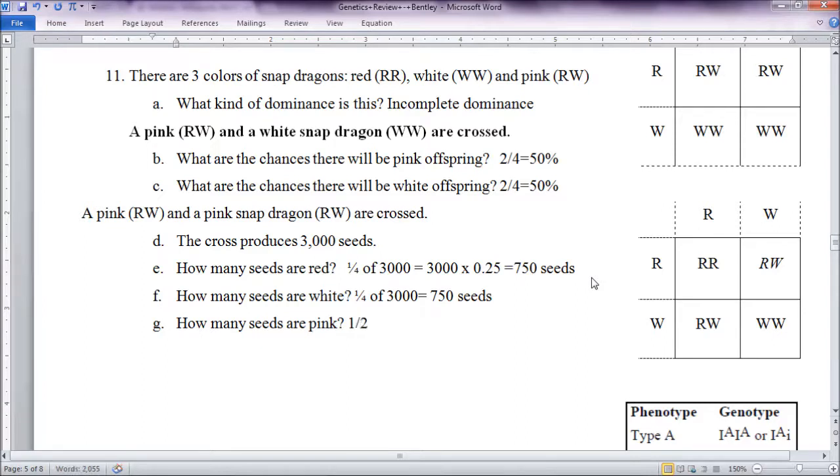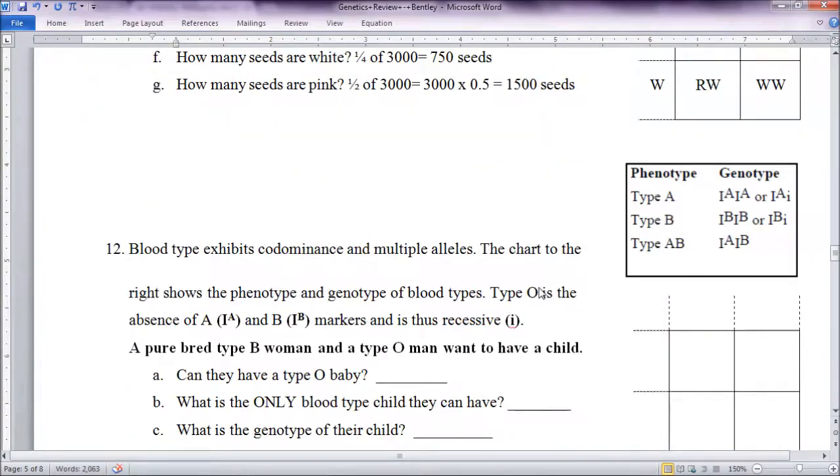So 1/2 of 3,000 equals 3,000 times 0.5, which is the same thing as a half, which equals 1,500 seeds. And if you added them up, it equals 3,000. There you go. Basic mathematics.